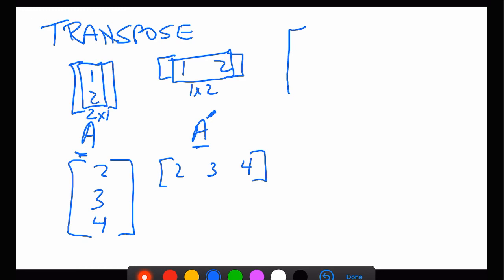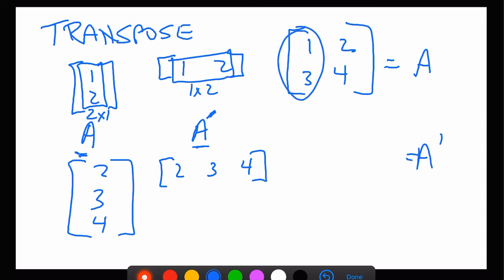How about 1, 2, 3, and 4 equals A? What's A transpose going to be? Well, the first column becomes the first row. So 1 and 3 goes from being the first column to being the first row, and 2 and 4 goes from being the second column to being the second row. Is that helpful? Let's try another one.